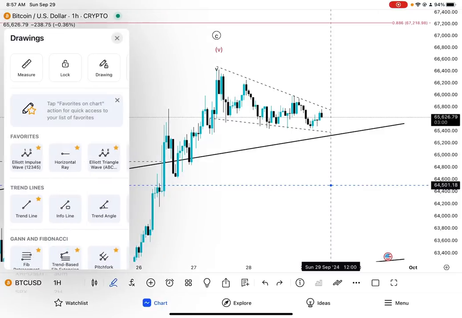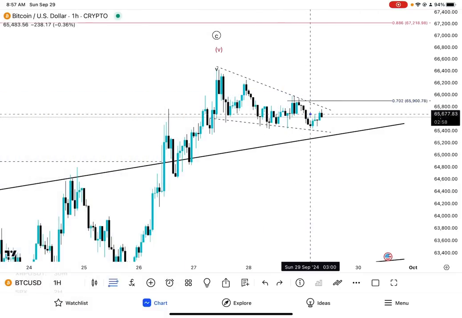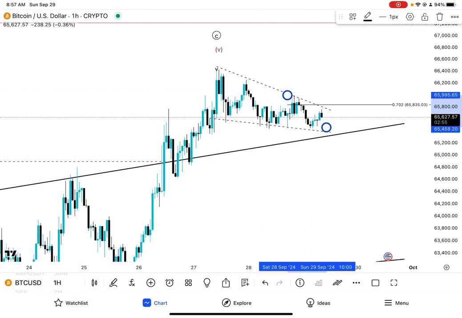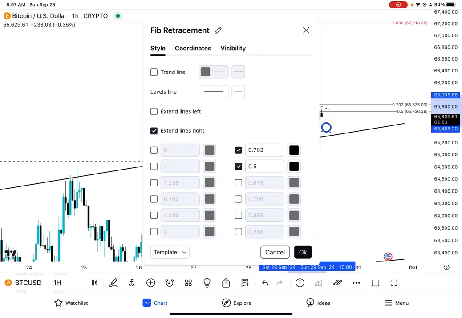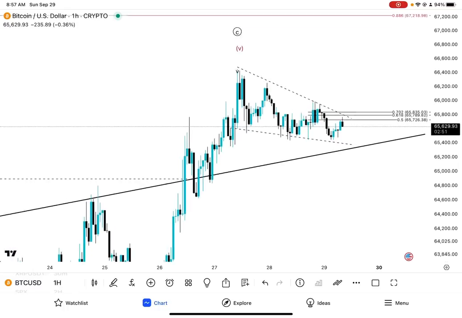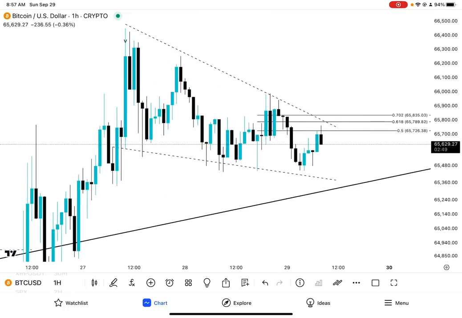Now, we can take a fib from this high over here down to this low, and we have hit the 50 to 61.8% fib. You see how we just wicked towards that 50%.